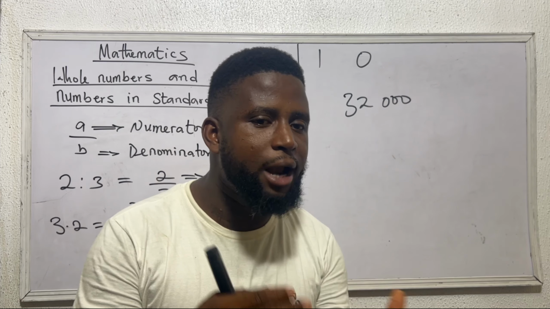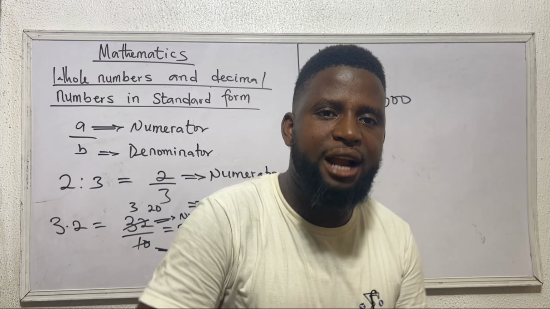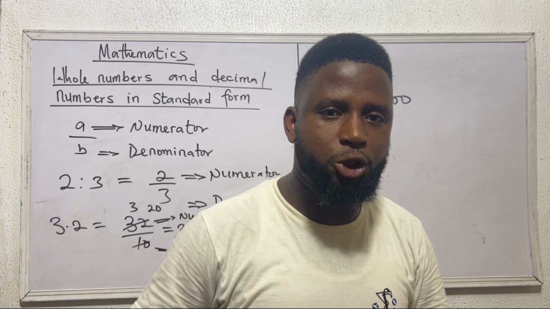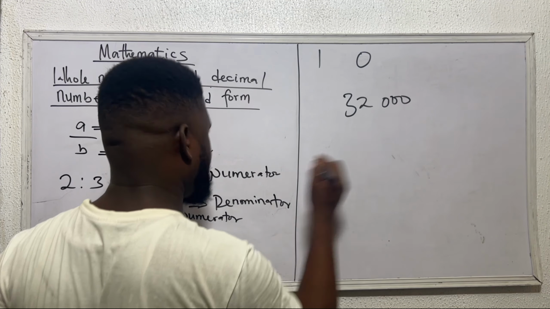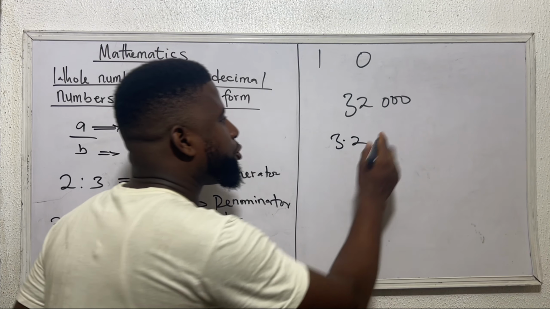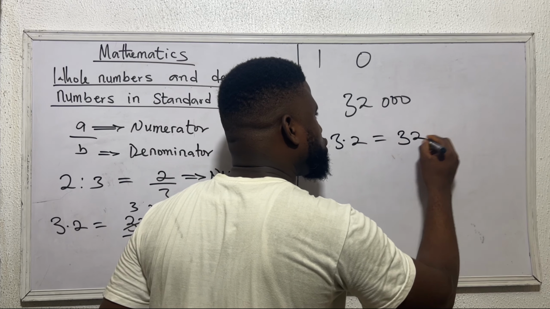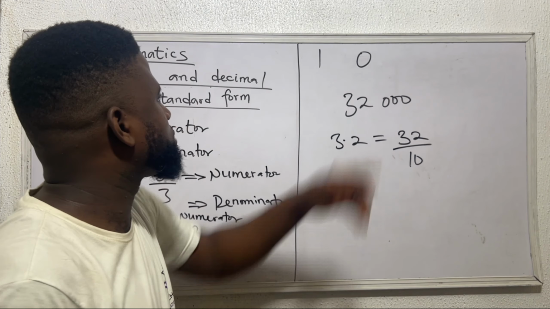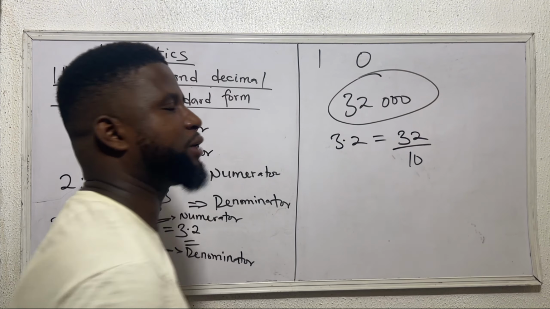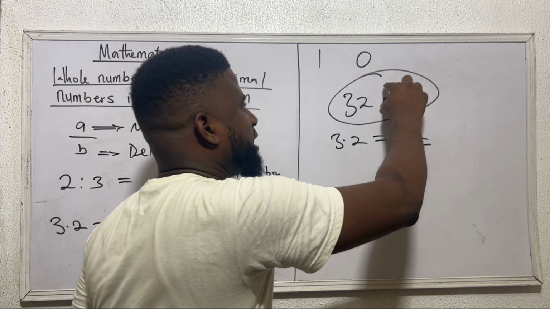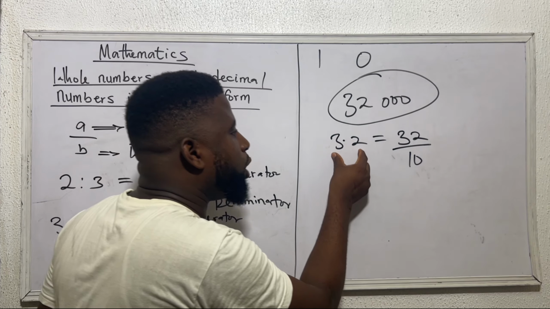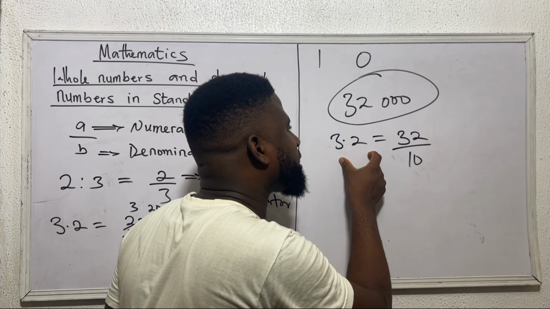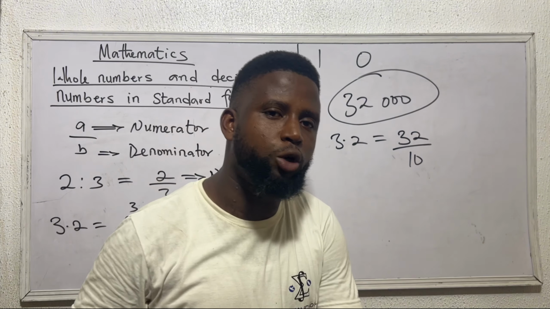Whereas decimal numbers, on the other hand, are numbers with fraction. That is, they are fractional in nature. For example, we have 3.2 that we said. 3.2 is the same thing as 32 over what? 10. Right? You cannot express 32,000 as a fraction because it is a whole number. Whereas 3.2, that is a decimal number, it has a decimal point attached to it, is a fractional number.